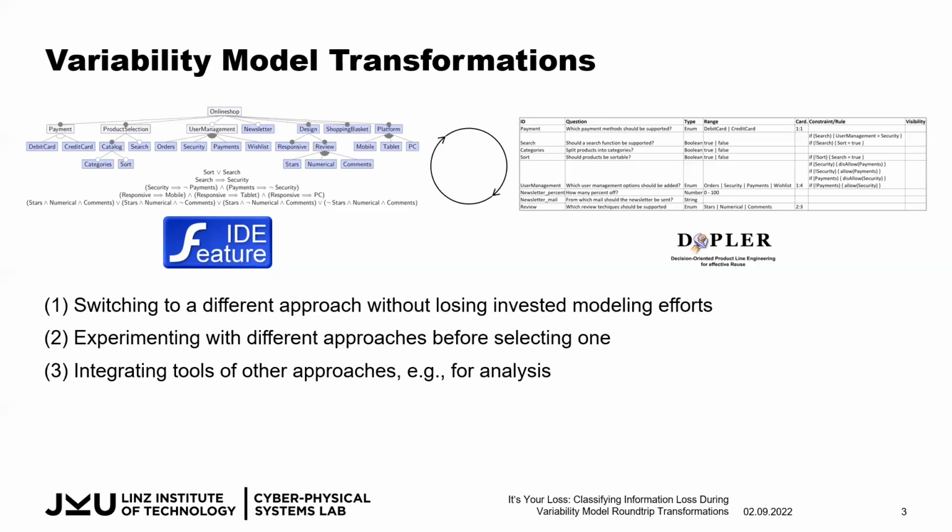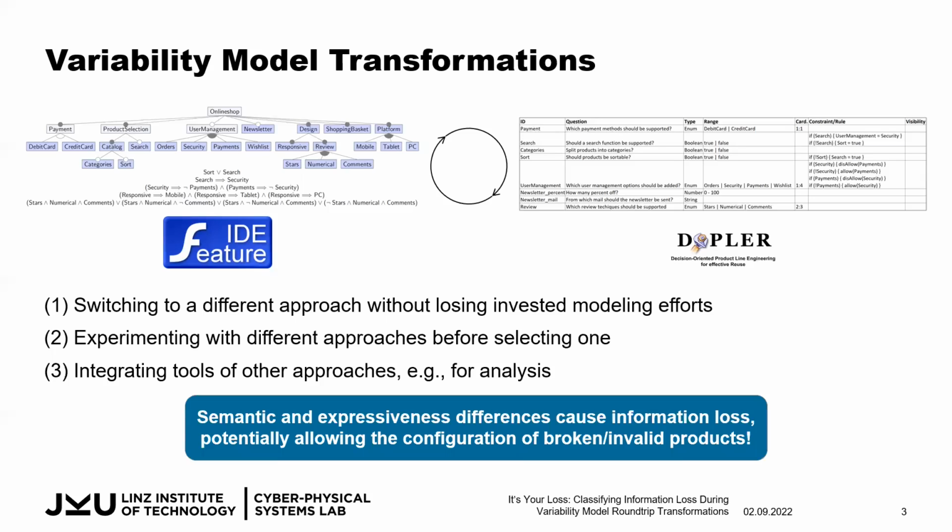And you additionally can integrate the tools which come with these different approaches with other approaches. So when you model variability using, for instance, Doppler, and you want to use certain analysis techniques which are provided by FeatGD, you can transform the Doppler model to FeatGD feature models or the universal variability language, import it into the FeatGD tool, and then do your analysis with the resulting model. But that is the idea.